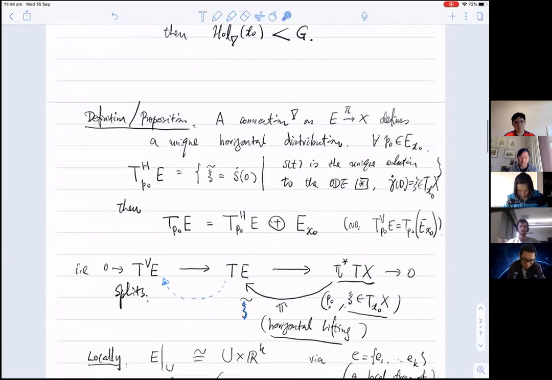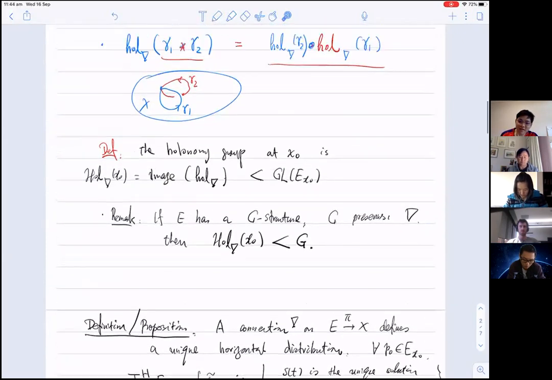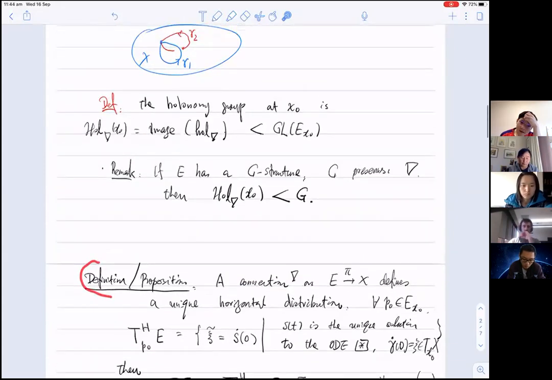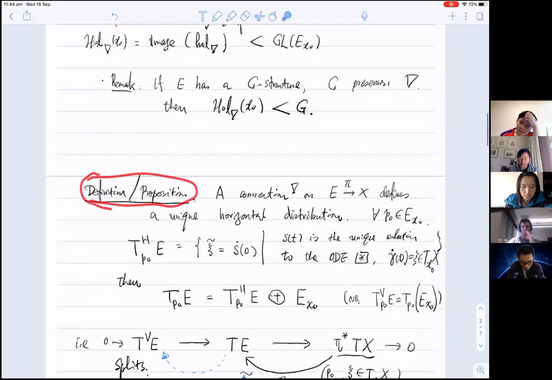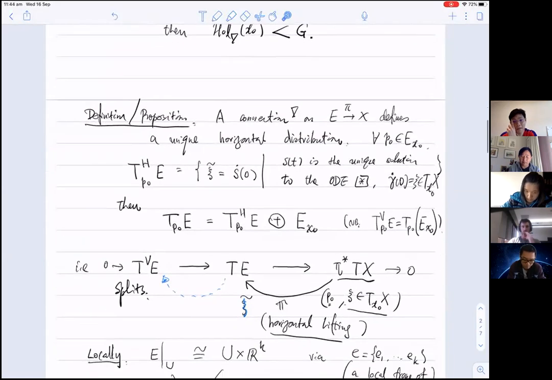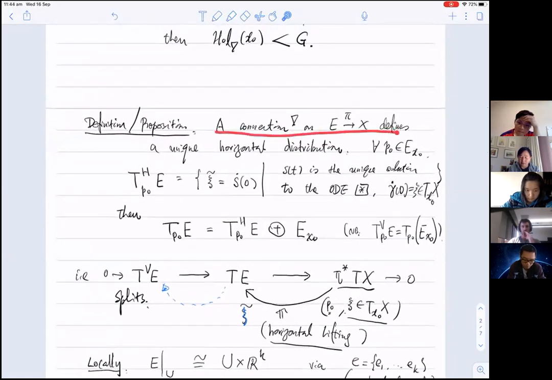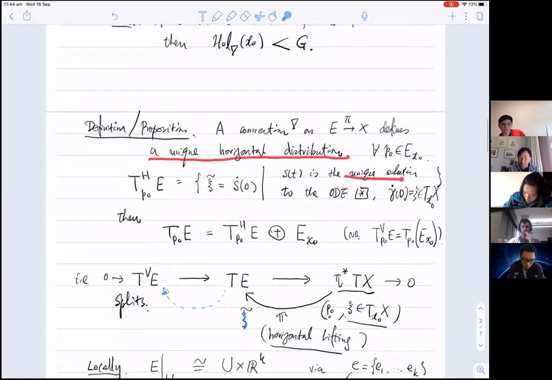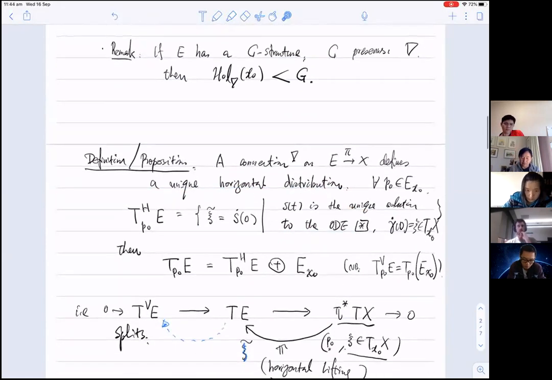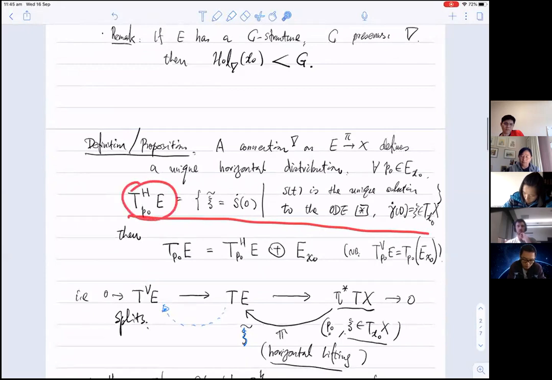Okay. So here something which is this horizontal distribution is the horizontal subbundle. Yes. So now actually here I use this to motivate a definition and a proposition. So a connection, because this is the undergraduate course, you do the principal bundle and horizontal lifting. So given a connection, we define the unique horizontal distribution by solving this ODE, a unique solution to this ODE. About ODE, you can solve that, and then this gives you a horizontal lift.